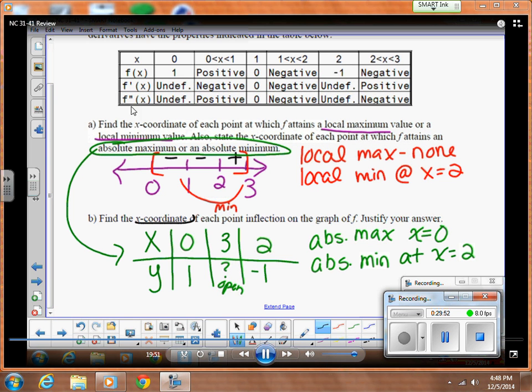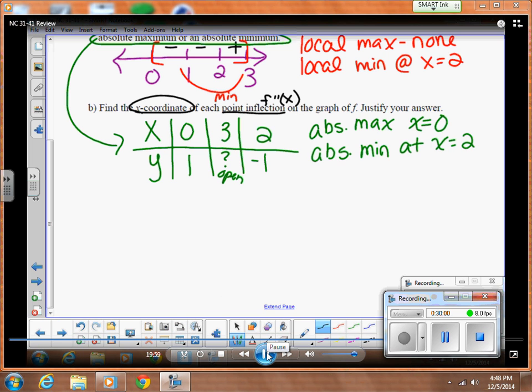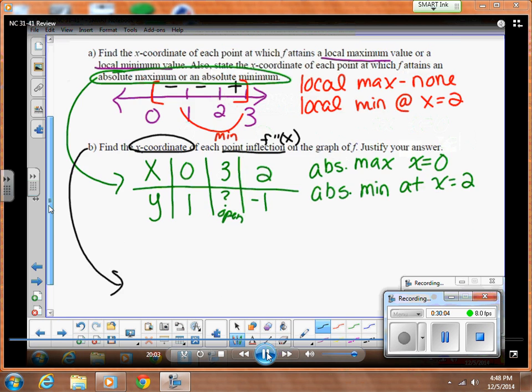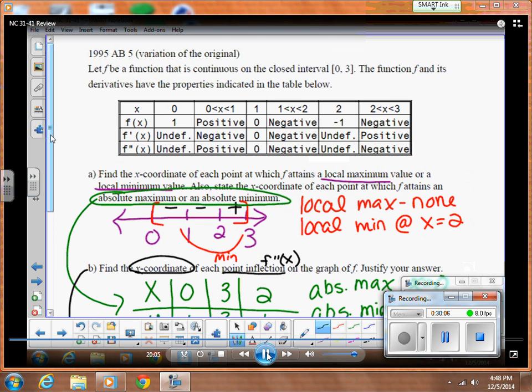Just want to go back to what I was talking about here about a point of inflection. For a point of inflection, you're looking at the second derivative. It only wants the x-coordinate. There has to be a change in sign in order for me to find a point of inflection. Otherwise, it's not a point of inflection. So when I go back and look at this table here, when I focus on the second derivative, the only place that it actually changes from positive to negative or negative to positive is here at 1.